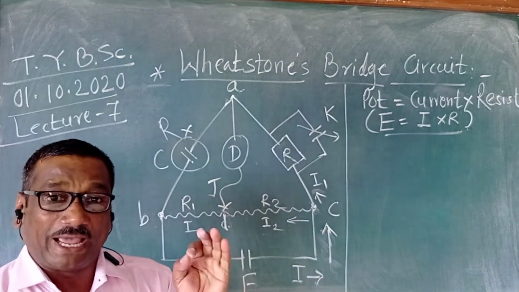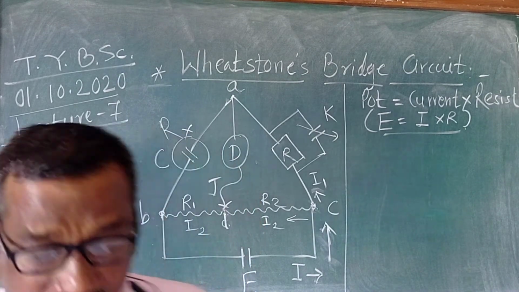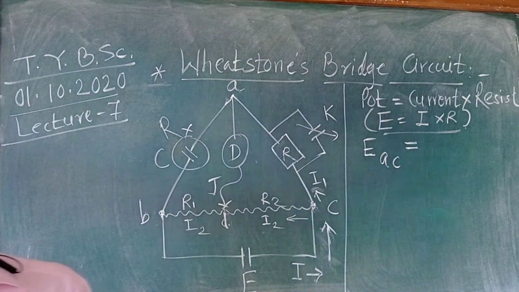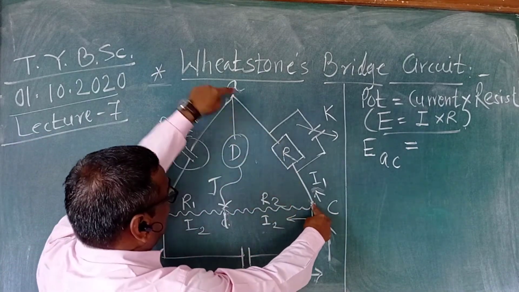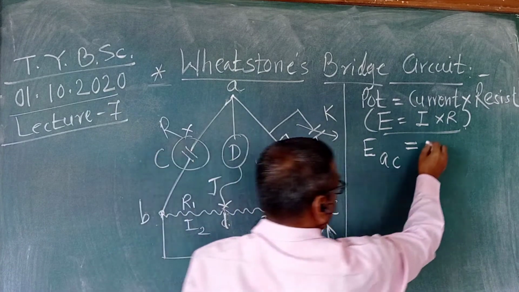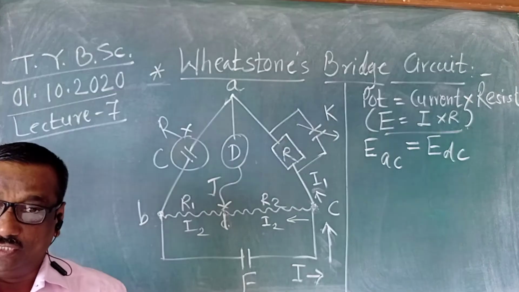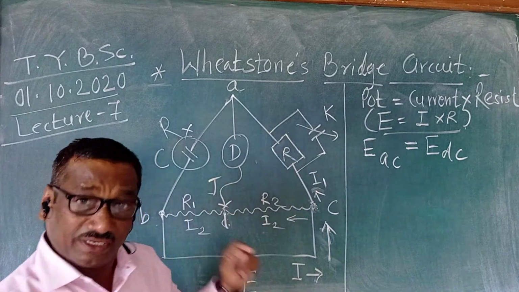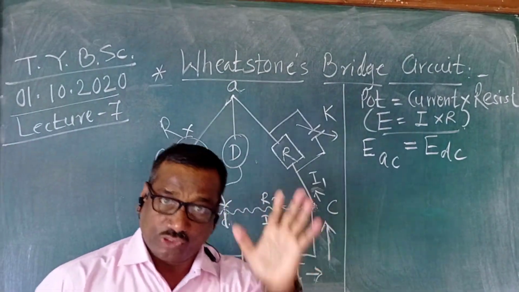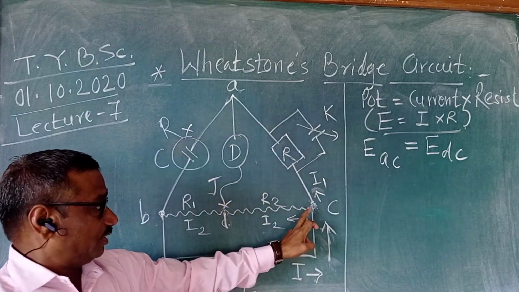Therefore, the potential drop across AC, EAC, is equal to the potential drop across AC in this variable resistance. The potential drop across AC is equal to the potential drop across DC. These are the same in this bridge, since the current flowing from the battery is divided into I1 and I2. When there is a null deflection at point D, our detector shows zero deflection. So these two potentials, EAC and EDC, are the same.